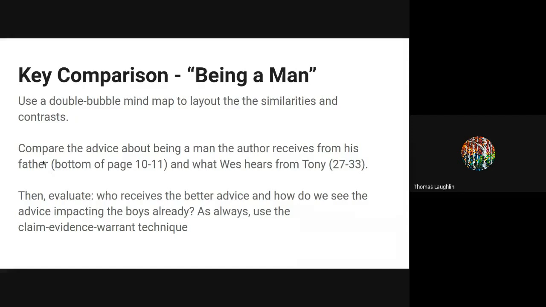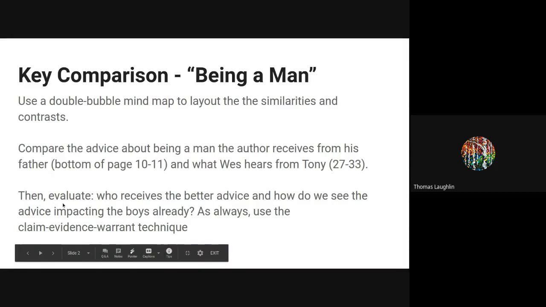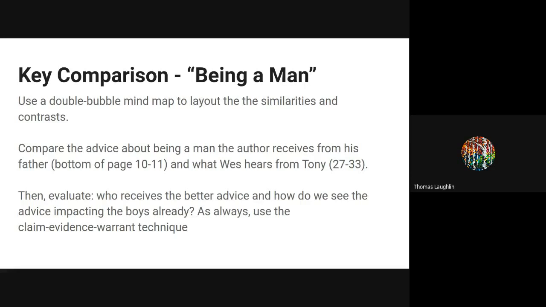You can see right here that this isn't just some abstract thing we're doing. We're looking at pages 10 and 11 for the author, and we're looking at a few more pages, pages 27 to 33, which is the advice that Wes gets from Tony. How we're going to end today is evaluating this advice. Basically, who receives the better advice and how do we see that advice impacting the boys already, okay?